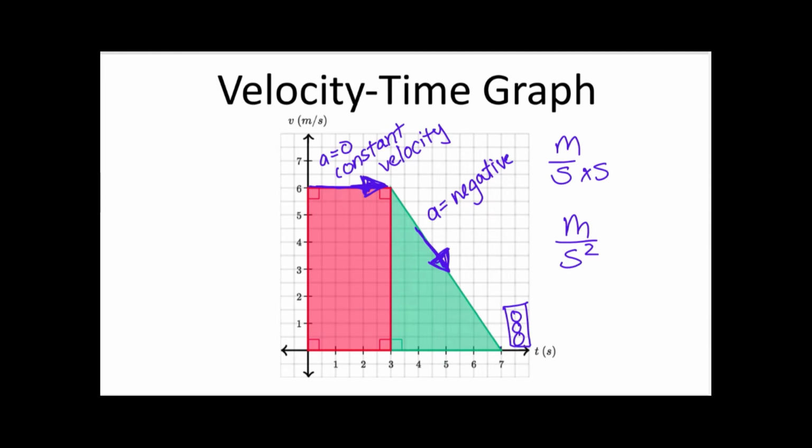So that's kind of what a negative acceleration is. It's either slowing down or going backwards. Okay. And so it's not driving backwards, it's backing up, like your car's in reverse. Okay. And then the area under a velocity time graph is going to give you your displacement.